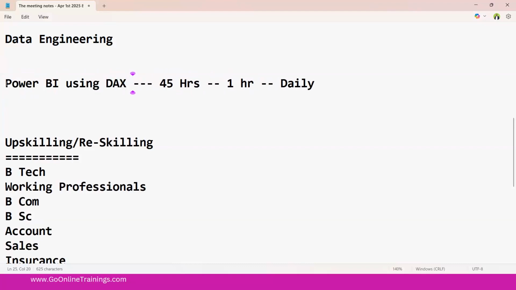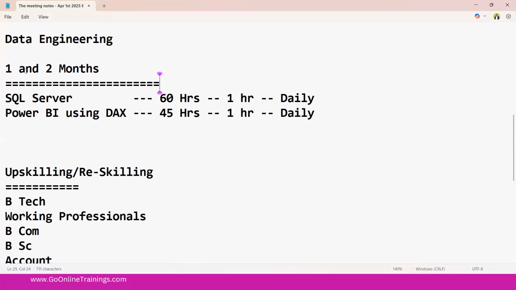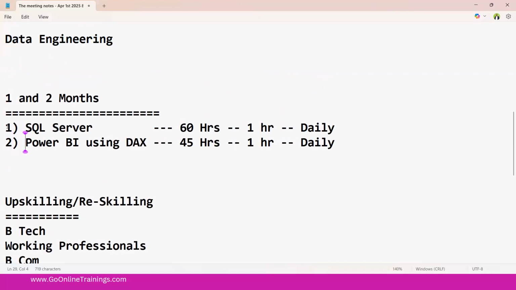But if you learn Power BI, can you get a job? The answer is no. You have to know SQL, or we can say SQL Server. I have about 60 hours of syllabus for it, each class 1 hour, and daily you have to practice one SQL Server class as well. Am I clear? Compulsorily you have to practice this. So in the first and second month, these 2 months, you are only going to focus on this: daily you need to attend and practice one SQL Server session, and also attend one Power BI class.